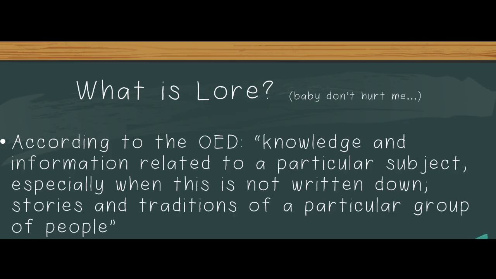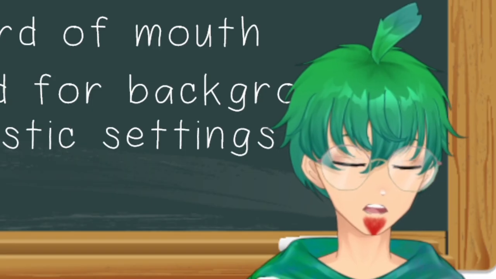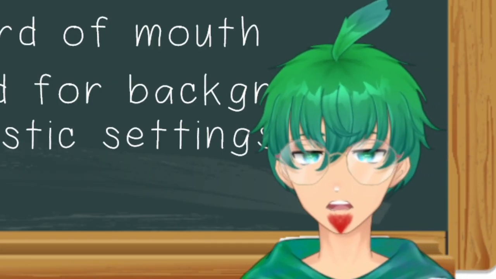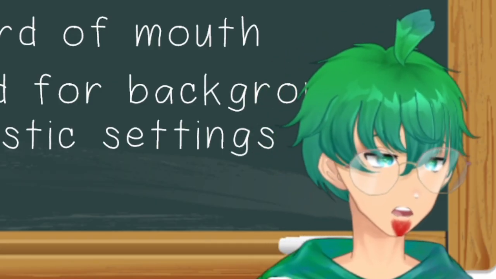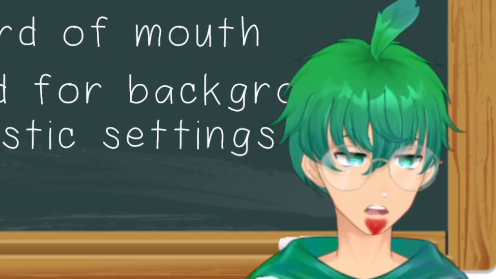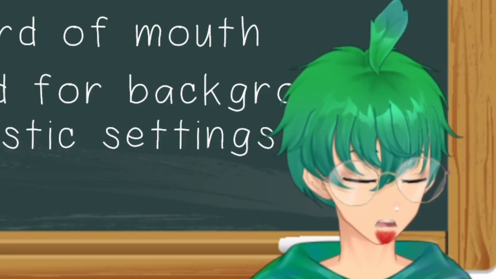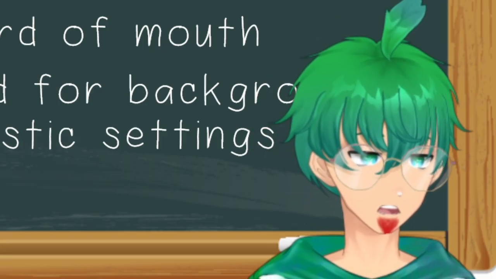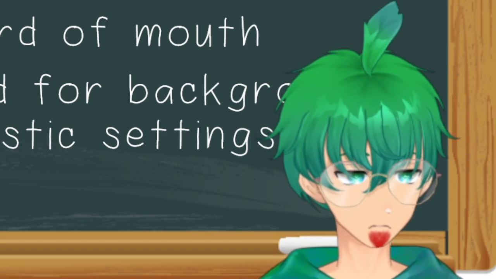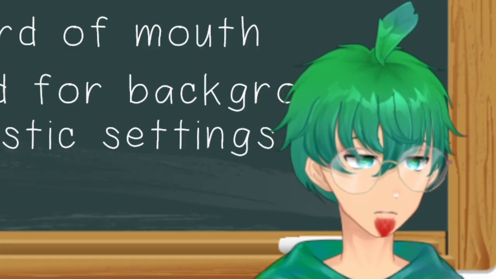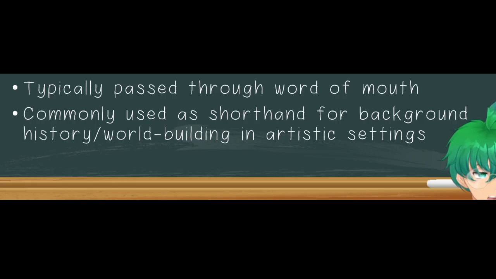According to the Oxford English Dictionary, lore is the knowledge and information related to a particular subject, especially when this is not written down. Think of spoken word and how that gets transferred from person to person. It's a lot of storytelling, basically, which is very fitting because a lot of our early history as a species is through the passing down of information by spoken word. Spoken word is a very powerful tool for humanity in general. Typically, it is passed down through word of mouth, and in other applications, the word lore is used as shorthand for background history or world building in different artistic settings.